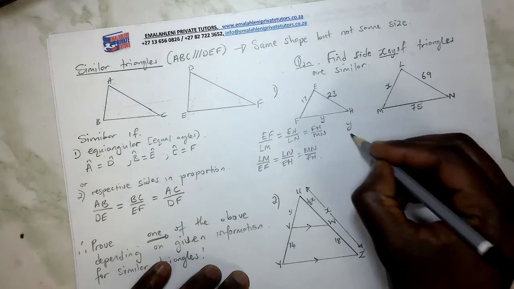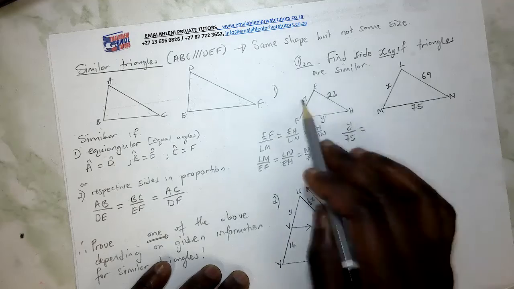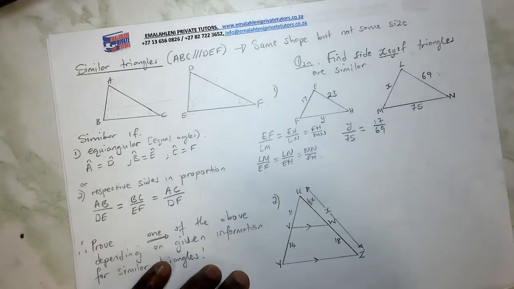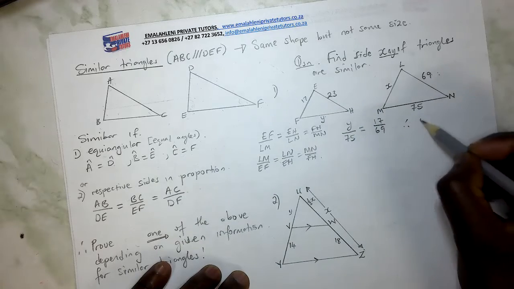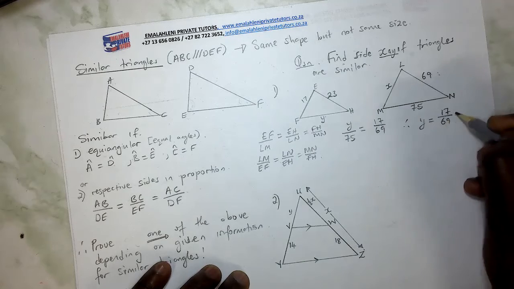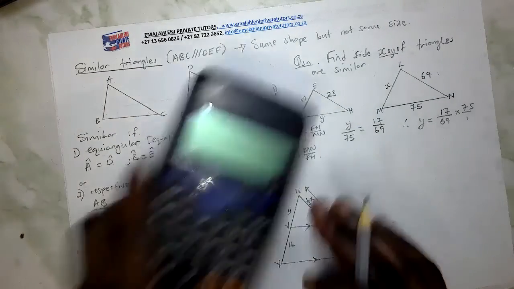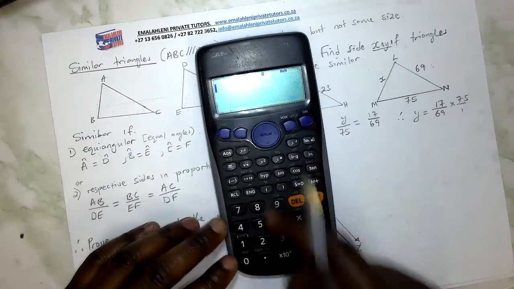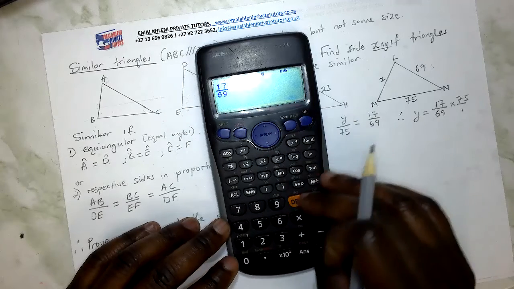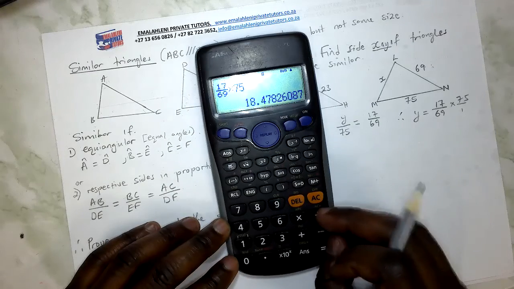So we're going to say Y over 75 should be equal to, and we are already given one of the pairs, so you equate to that, 17 over 69. Then Y will be equal to 17 over 69 times 75 over 1, so we are multiplying by 75 on both sides. So Y is 17 over 69 times 75. What do we get there?